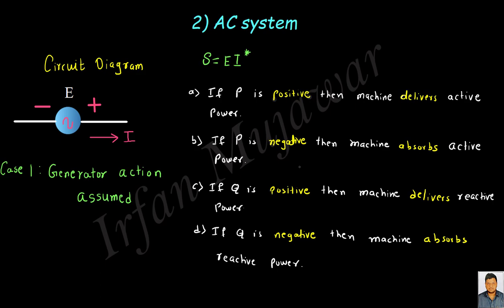So what we understood here: first step, we need to calculate the power, S is equal to E I conjugate. We will get this power in rectangular form. So the real term will be the active power P, and the reactive term will be the imaginary part Q. Then we have to check the signs of P and Q. If P is positive, then in this convention it will deliver the active power, whereas if it is negative, it will absorb the active power. Similarly, we can say for reactive power. Now this is the case if you assume the generator action.